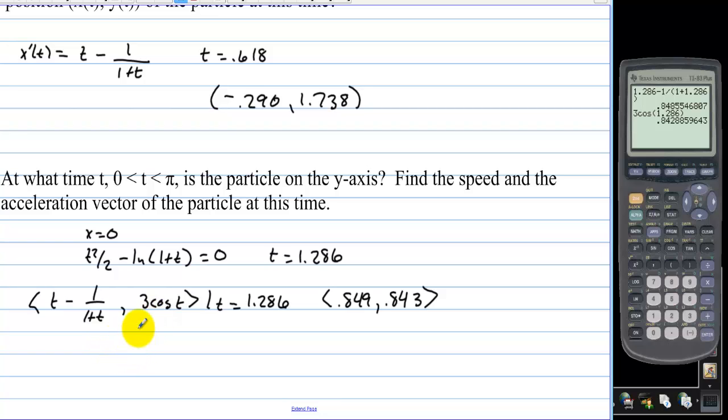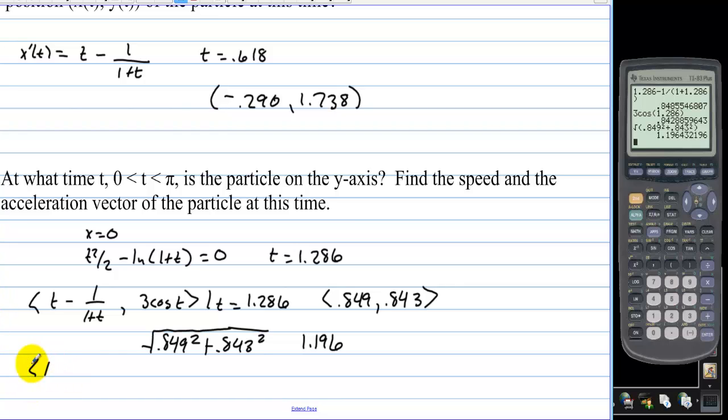So the speed is the same as the magnitude, which is the square root of 0.849 squared plus 0.843 squared. So we have the square root of 0.849 squared plus 0.843 squared, and we get 1.196. Then we need the acceleration vector of the particle at this time.